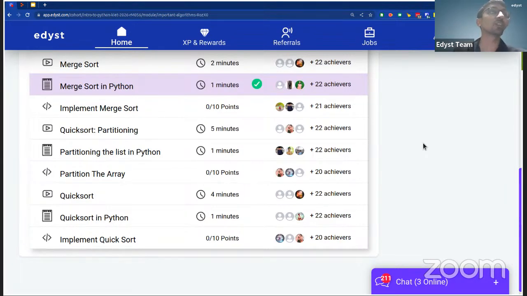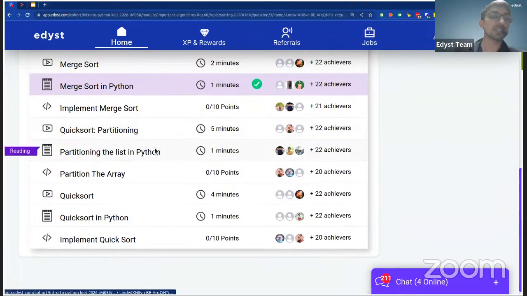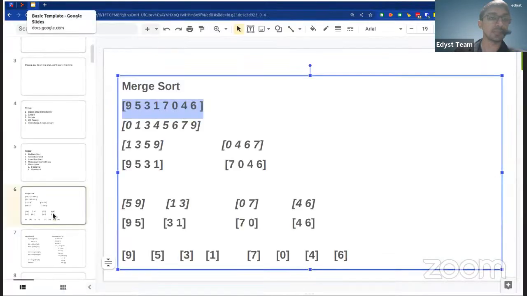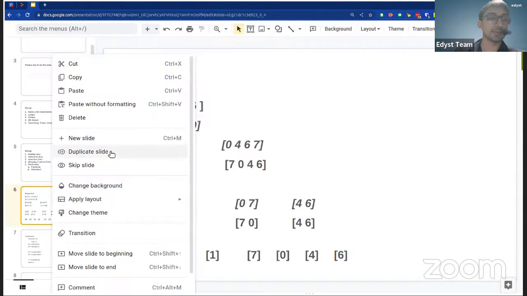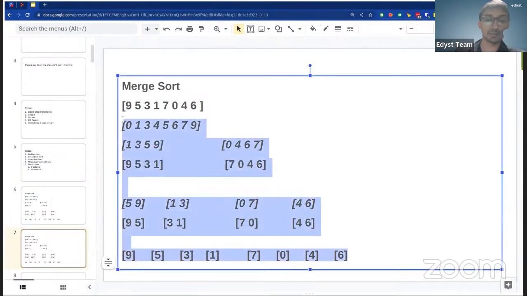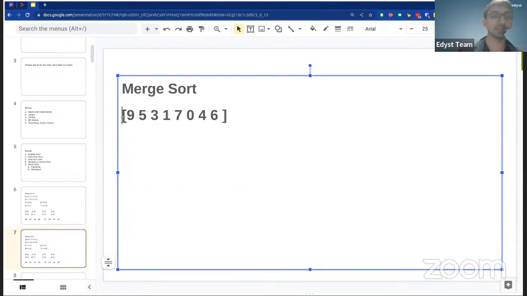Okay. In quick sort, what we are doing is partitioning. We are doing something called partitioning. What is the meaning of partitioning? Let's look at it like this. Let's take this array only. Let's take this array.